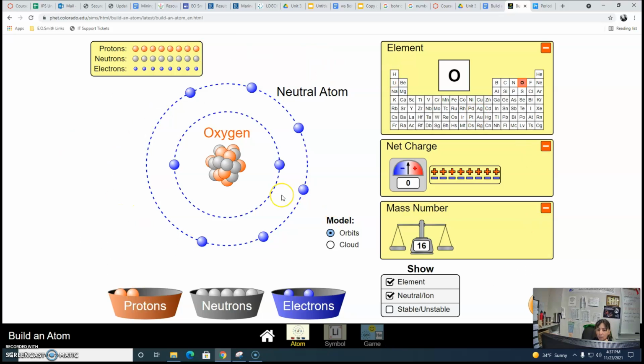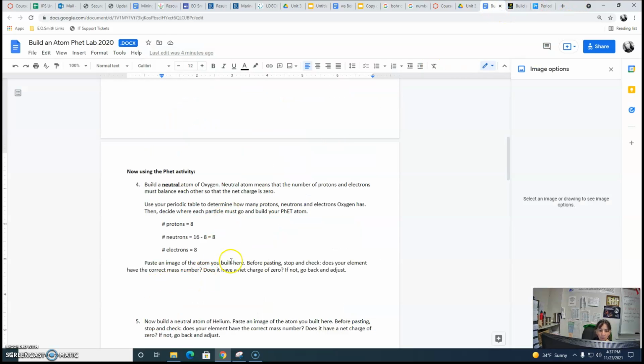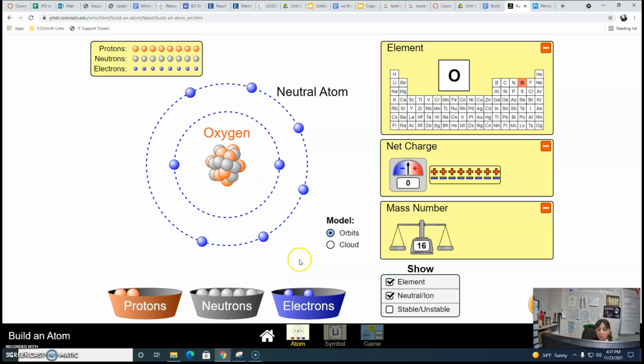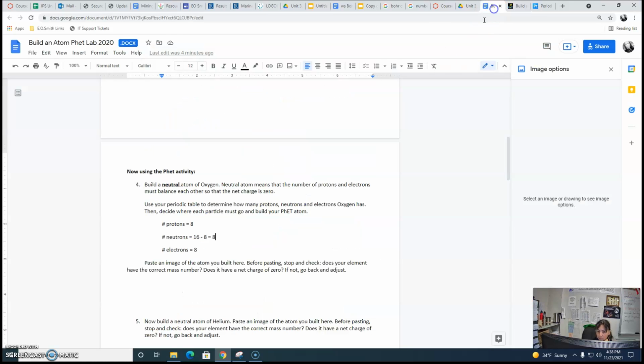So this is my final product that now I can take a screenshot of, and I can put right here where it's asking me to put in an image of the atom. So make sure when you do that, you give me all of the information and you have the correct number of protons, correct number of neutrons, correct number of electrons. So everything here should look right. Your element, whatever you're building, should have a net charge of 0. And it should have the correct mass number that you can find from the periodic table. All right, so I just did for you the first example.